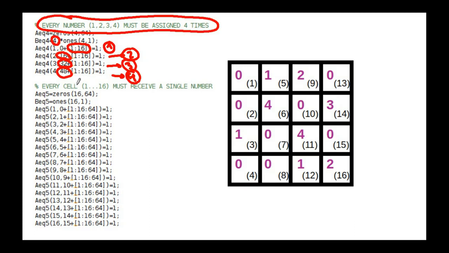What about the other way round? Every cell must receive a single number. Well, here, because I have 16 cells, that's why I have a 16 here. So I have 16 additional equality constraints. Pay attention that here what I'm doing is the following. The first one is about the first position, the first cell here.